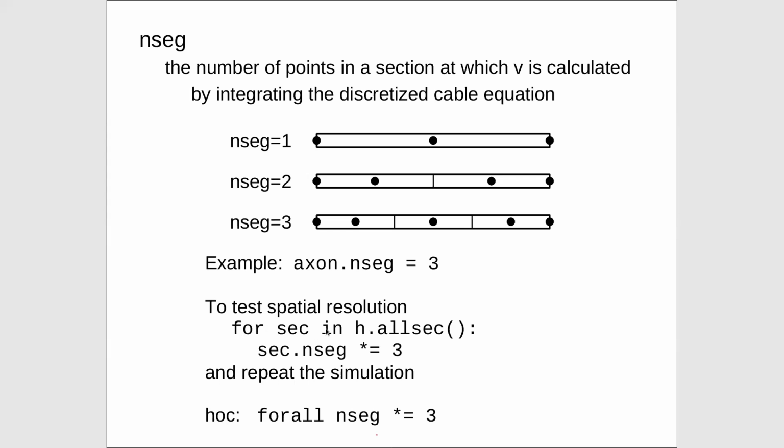This statement iterates over all sections in the model. You'll see this when Robert talks about Python code and how to script neuron models in Python. And for each of those sections, we're multiplying the value of nseg by 3, okay? And then we'd repeat the simulation. So this is how we would evaluate, does our model have adequate spatial discretization or not? Do we need to chop space more finely? In Hoc, you can do the same thing with this statement.